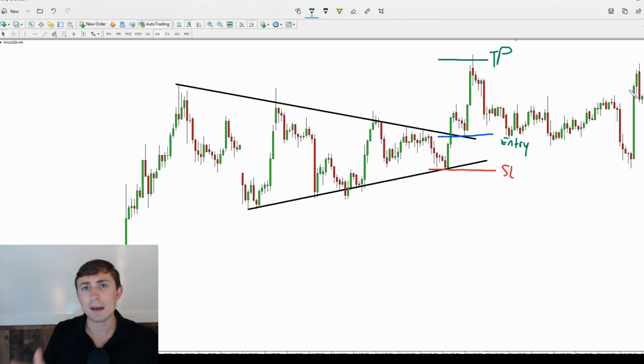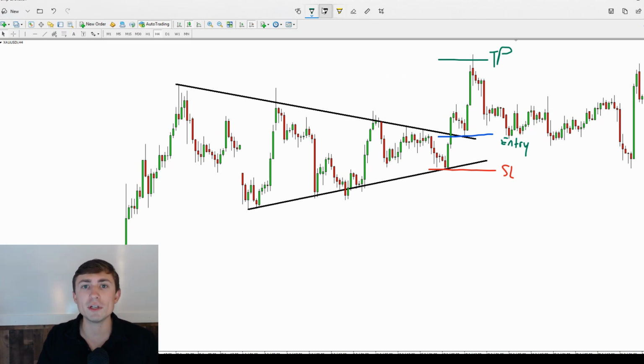Now, I want to stop here and say something. There's no perfect technical entry that's going to get you every single price action movement perfectly. Price action is actually pretty difficult to read. Market participants can be a little bit tricky. So there's no such thing as a perfect entry. There's no such thing as a 100% winning strategy.